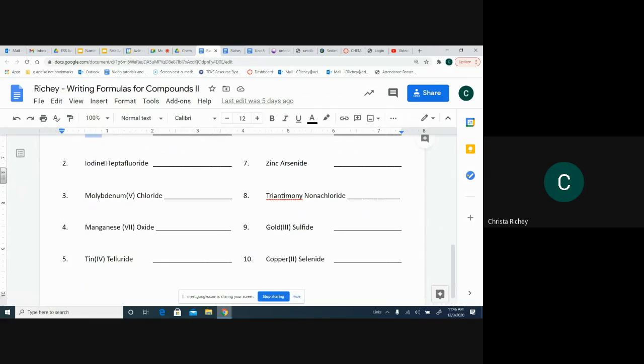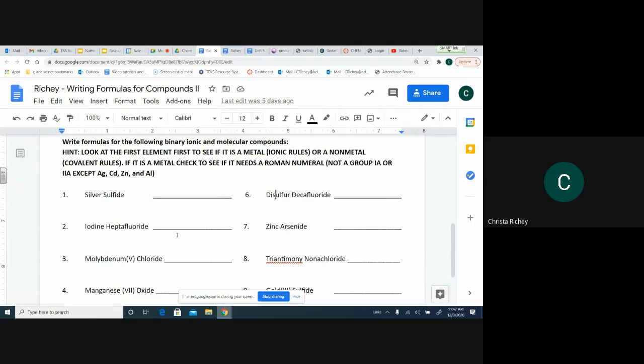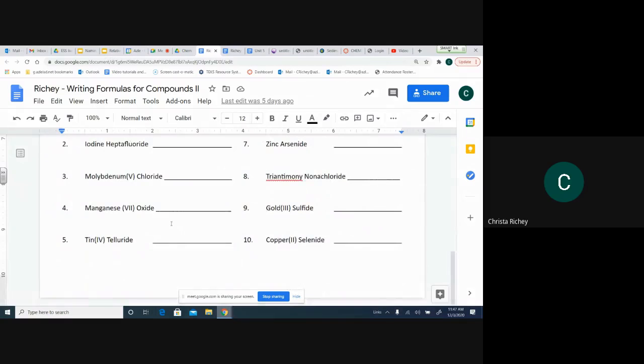Number 2, iodine. Is that a metal or a non-metal? It's a non-metal, so this is covalent. So y'all, if you see a prefix anywhere, you do today's. See this prefix? See this prefix? Another one here. Okay, here's another one. Those are all covalent if you see a prefix. If you don't see a prefix, it's ionic.